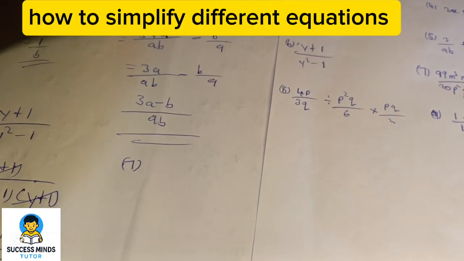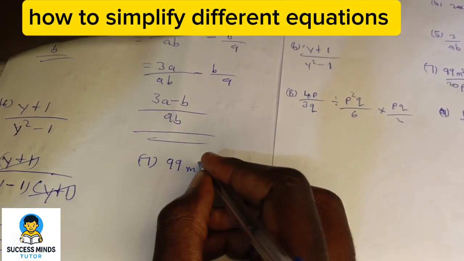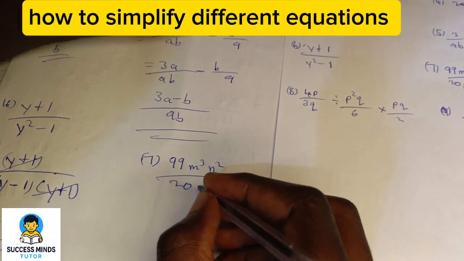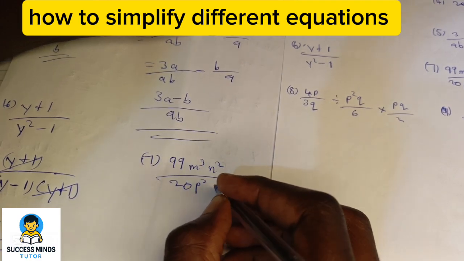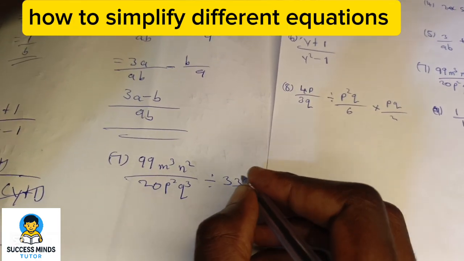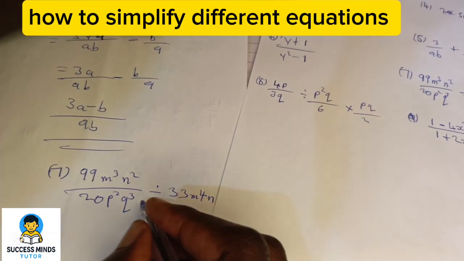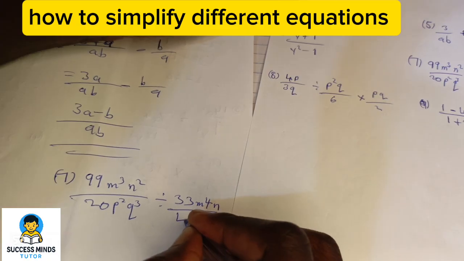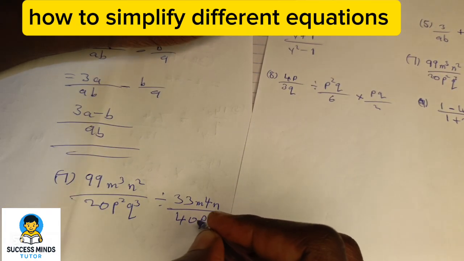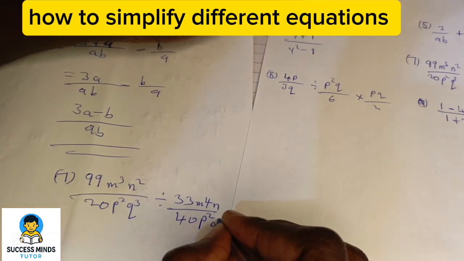So our 7 is 99 m to the power 3 n to the power 2 over 20 p to the power 2, q to the power 3, then divide 33 m to the power 4 n over 40 p to the power 2 and q to the power 3.